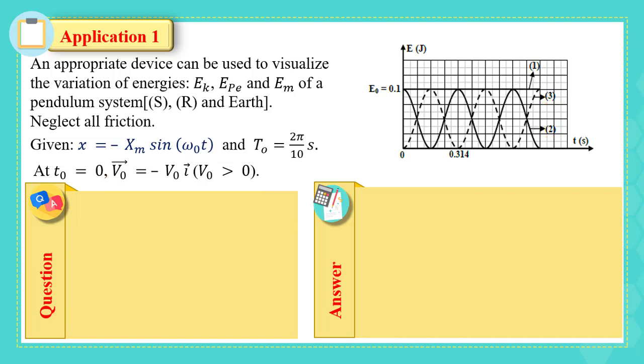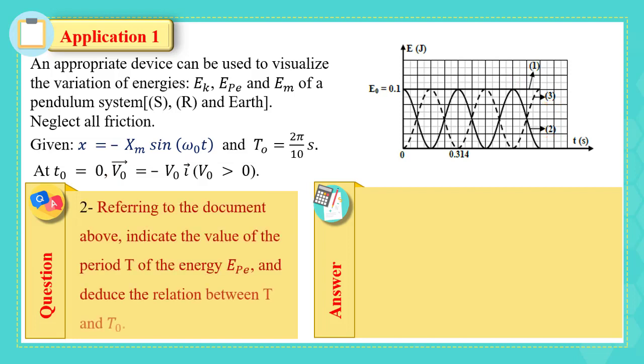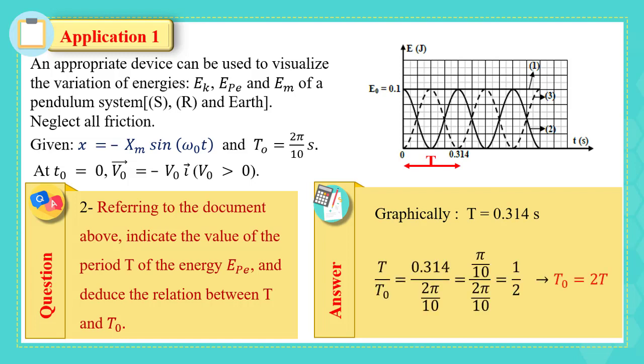Referring to the document above, indicate the value of the period T of the elastic potential energy and deduce the relation between T and T0. Graphically, it's obvious that the period is 0.314 seconds. Then, if we divide T by T0, which is 2 pi over 10, then the answer is half. So T0 equals 2 times the period of energy.